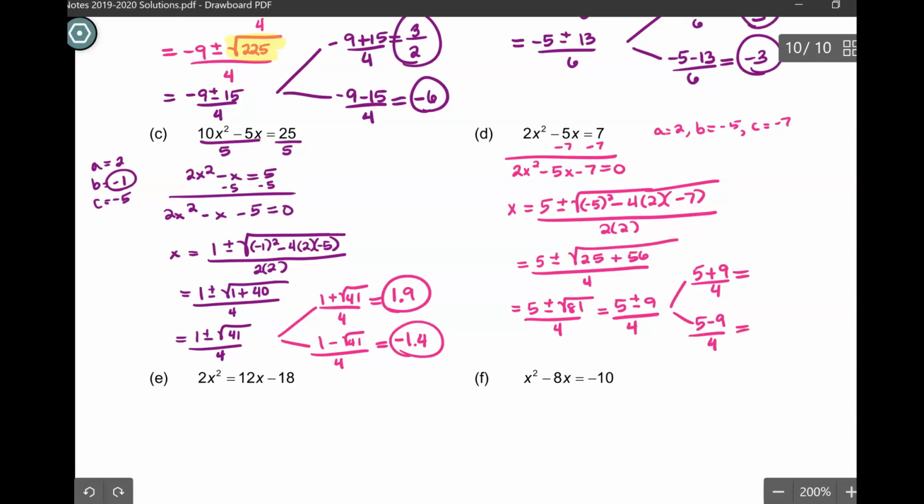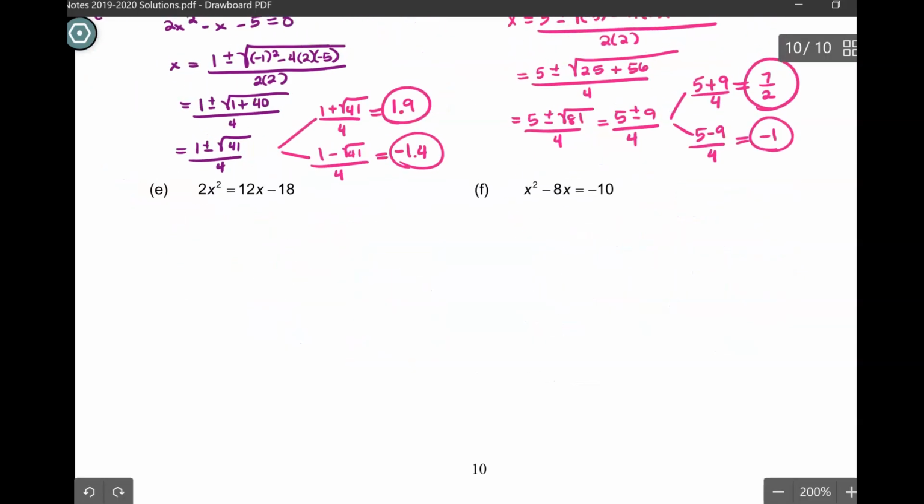5 plus 9 will give us 14. 14 divided by 4 is 7 halves, so that's one answer. 5 minus 9 is -4, divided by 4 is -1, so that's my other answer.